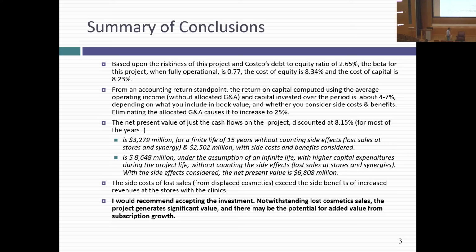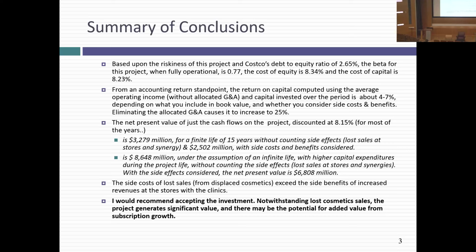The side costs exceeded the side benefits, at least in my case, because side benefits were low because of those low margins. I did recommend accepting the project because at least for me, the net present values were positive on both. At least 10 of the groups had negative net present value with the finite life case and positive net present values with the longer life. And we'll talk about what choices they made, because that's a tougher choice. For me, the choice was relatively simple.